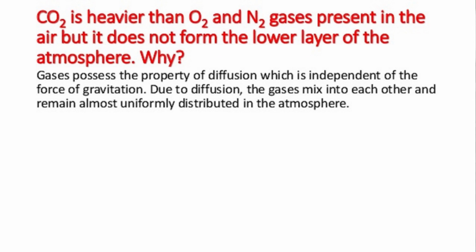Carbon dioxide in the atmosphere is heavier than the oxygen and nitrogen gas present, but it does not form the lower layer of the atmosphere. Why? This is all because of Graham's law of diffusion. Gases possess the property of diffusion, which is independent of the force of gravitation. Due to diffusion, the gases mix into each other and remain almost uniformly distributed in the atmosphere regardless of heaviness or molar mass. That's all from today's video.